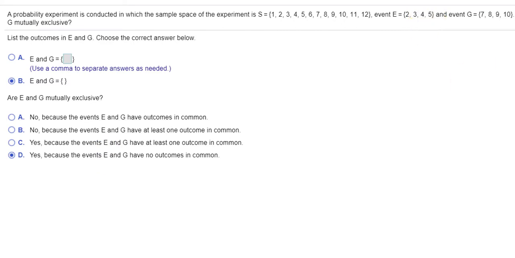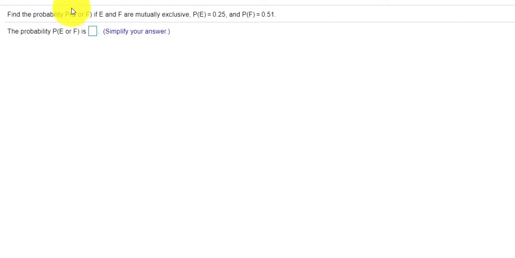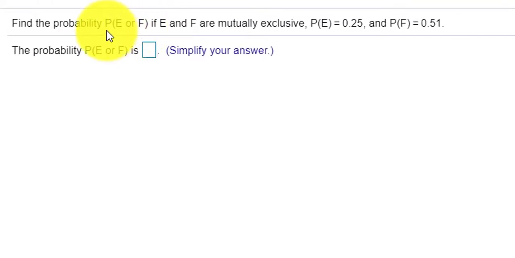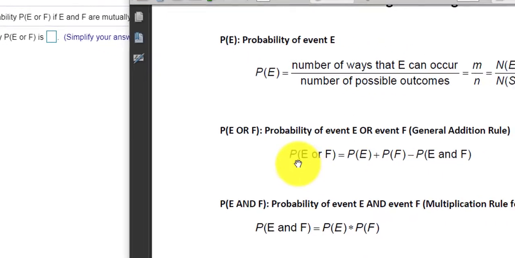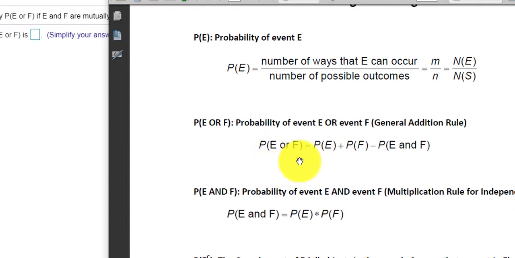Let's do one more. Number 5. Find the probability of E or F if E and F are mutually exclusive. So I wanted to show you our probability sheet, right? The probability of E or F is equal to the probability of E plus the probability of F minus the probability of E and F.